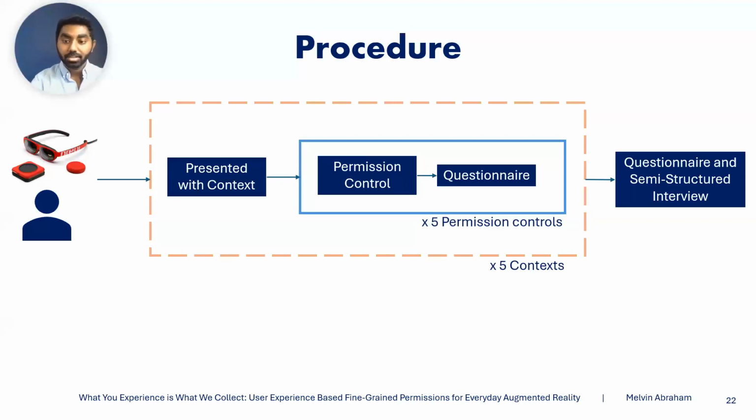And as you can see, the blue highlighted portion was repeated 5 times for each of the permission prompts, and then the orange dotted highlighted portion was then repeated for all the contexts. Once those conditions were finished, they took part in a questionnaire and then a semi-structured interview.